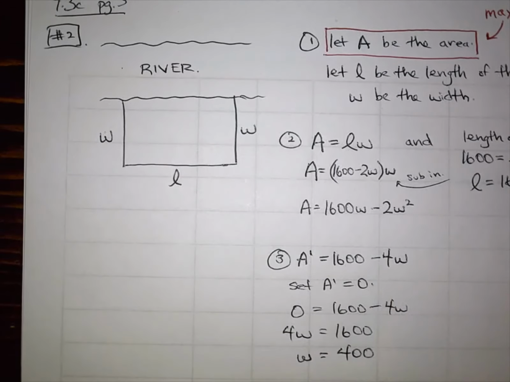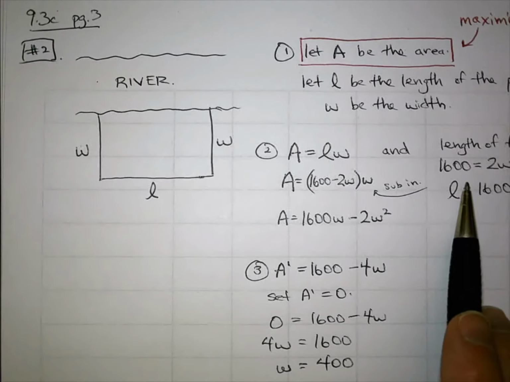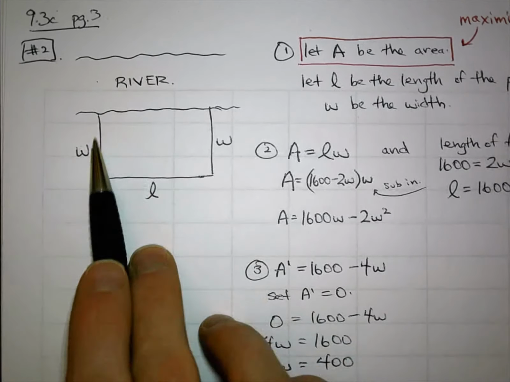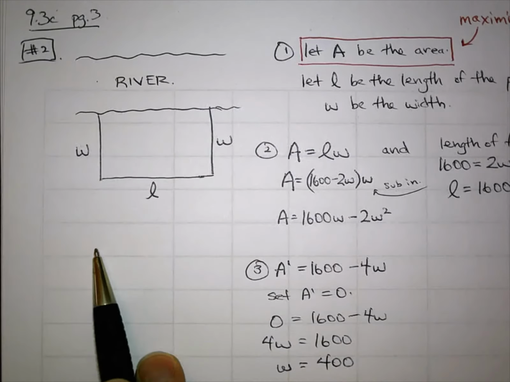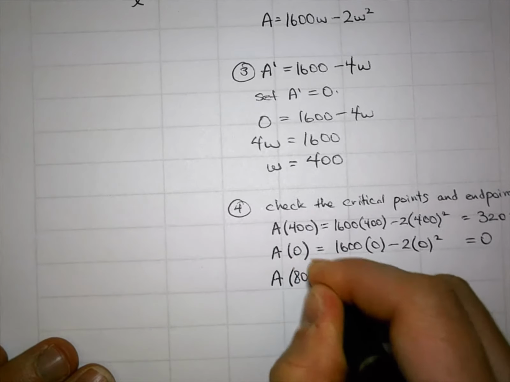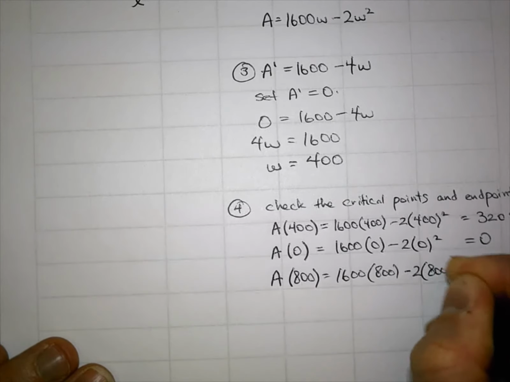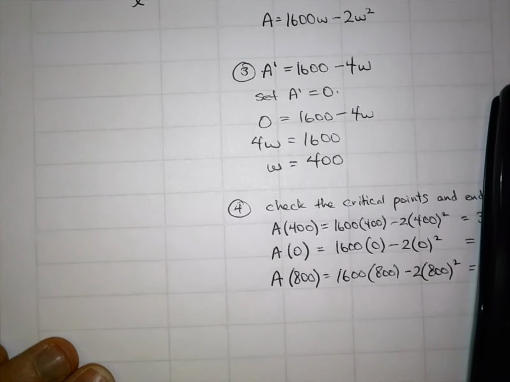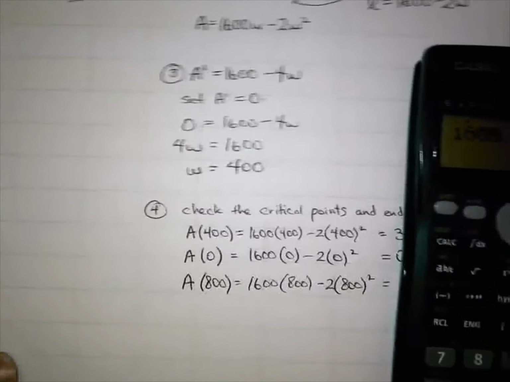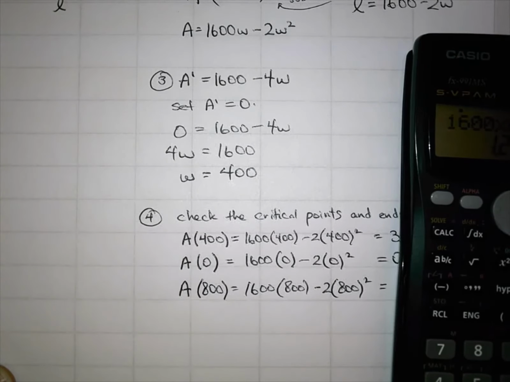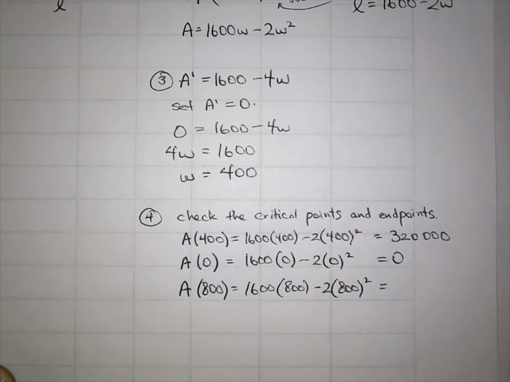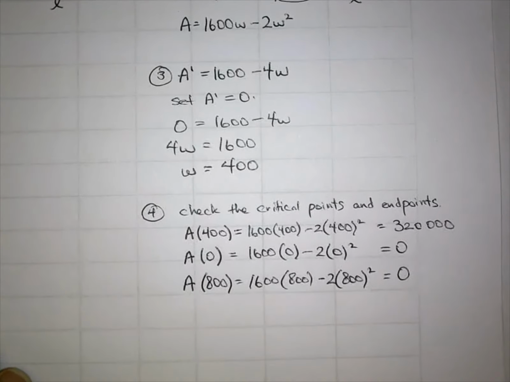Well, the other endpoint would be if I use all of my fence to make the width. So I have 1,600 meters of fence, so I could have 800 and 800. So you'd have this very long, very thin pen. So you'd have 1,600 times 800 minus 2 times 800 squared. I'll do a quick sketch to explain this, but let me just check my solutions here. And that gives me an area of 0 as well, so it wasn't either of those.